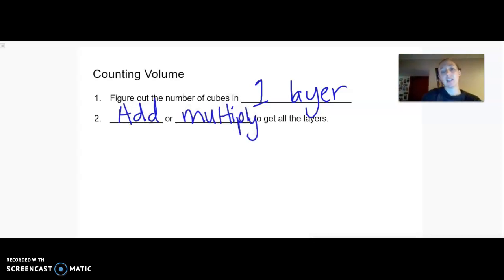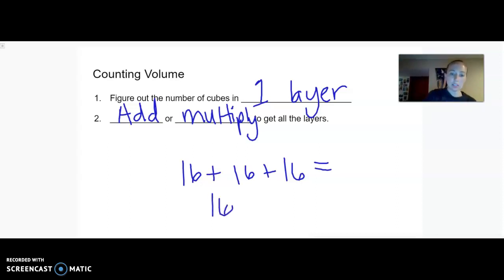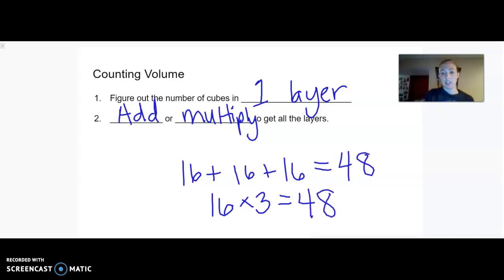So think on that last example, there were 16, 16, and 16. 3 layers of 16 each. So I could either add those numbers to get my answer, or I could do 16 times 3 to get the total, right? Either way, I'll get 48. Feel free to use a calculator on this as well. I'm not testing your adding or your multiplying. Once you have that down, go ahead and keep on going.